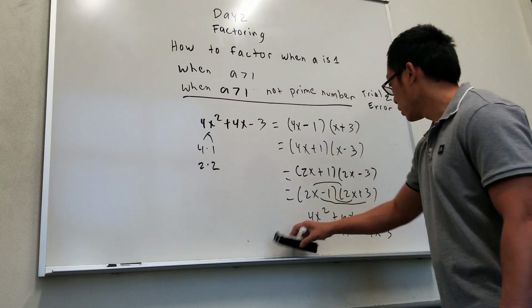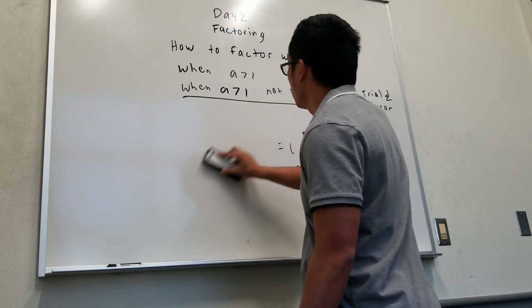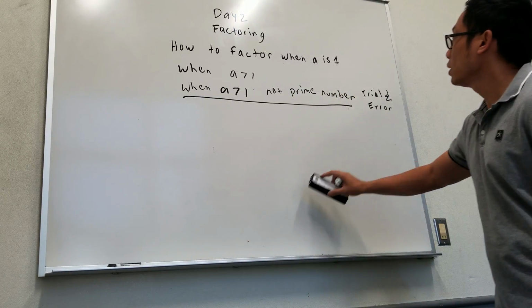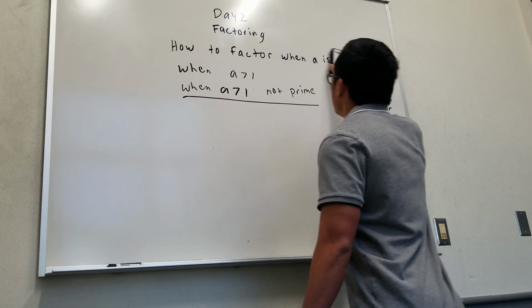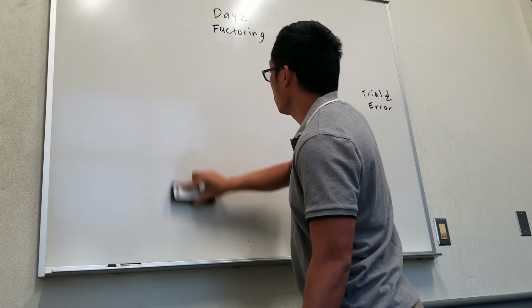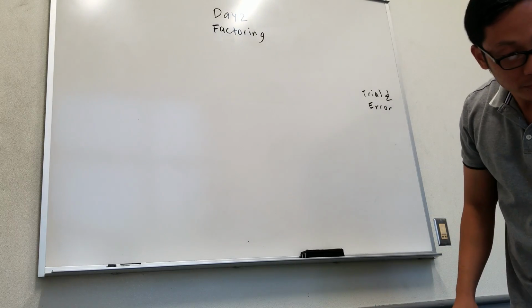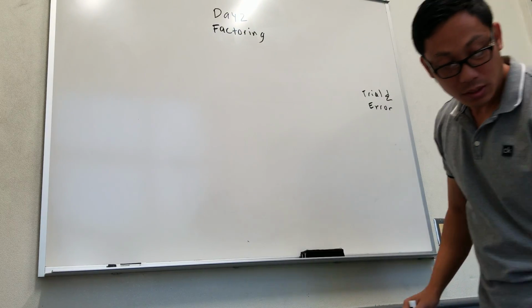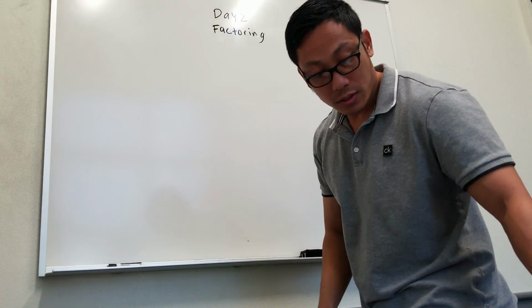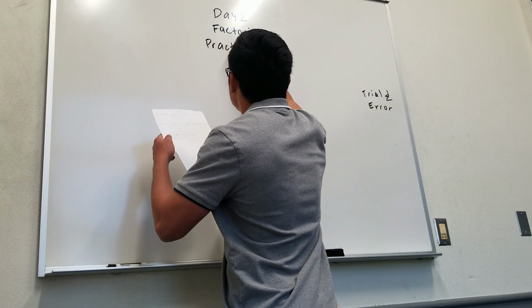Alright, let me give you some practice problems. We're done, so we're gonna erase this now. So the key is factoring is just trial and error. There you go. So let's do some problems. So we have practice problems. Here we go.